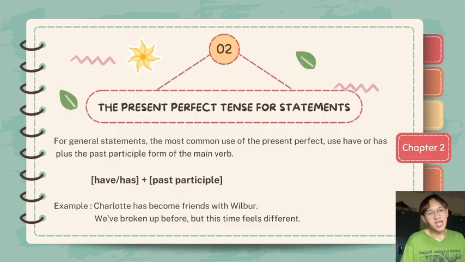Chapter 2. The present perfect tense for statements. For general statements, the most common use of the present perfect uses have or has plus the past participle form of the main verb. First example, Charlotte has become friends with Will. Second example, we have broken up before, but this time feels different.